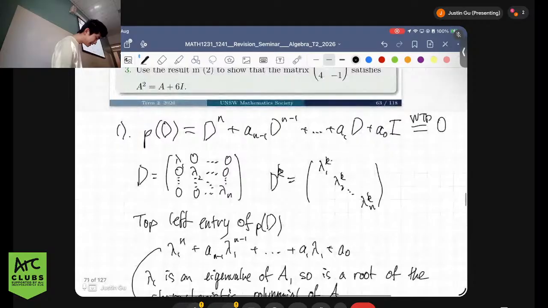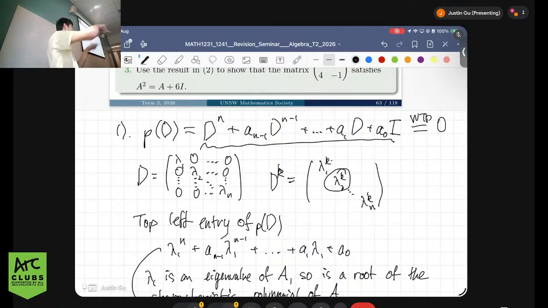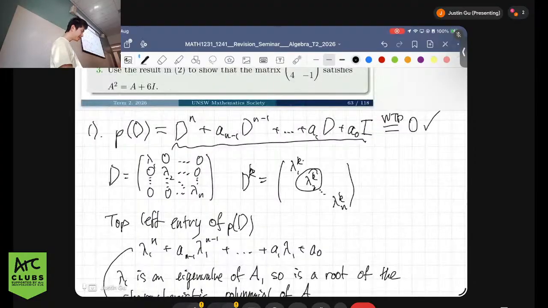And we can repeat this for this entry here. If we look at the second row, second column, we'll have the exact same situation, except the entry will be P of lambda 2, which is also 0. And so all the entries on the main diagonal will be 0, just by definition of eigenvalue. And everything else that's not on the diagonal is 0 everywhere. All of these matrices have 0 if it's not on the main diagonal, so they'll also be 0. So we do indeed have that P of D gives the 0 matrix.